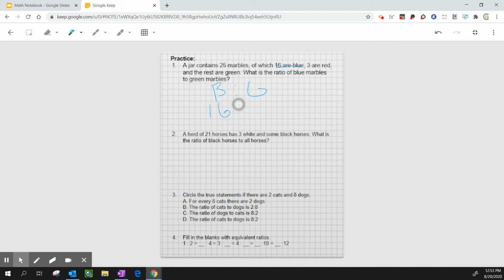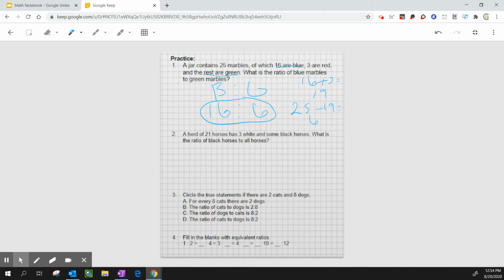Oops. I used a colon. Like I said before, you can use what you like. Then we need to figure out how many were green. So 16 were blue, 3 are red, the rest are green. So I know that 16 are blue and 3 are red. And so that 16 plus 3 is 19. So 19 are either blue or red, which means the rest are green. So getting up to 25, that would be 25 minus 19, which equals 6. So it would be 16 to 6 is my final answer.